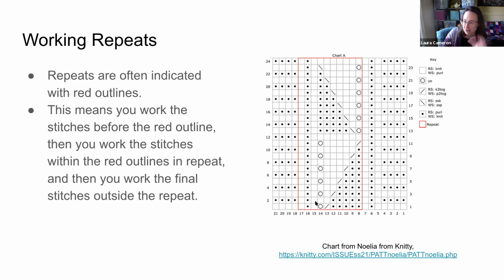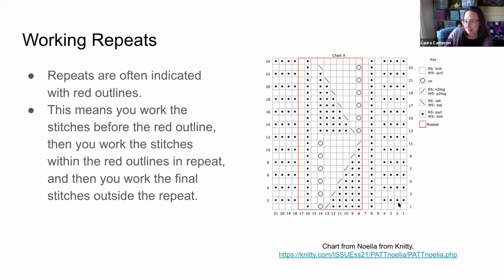So sometimes you're actually going to be switching between stitches when you're working front and back. The two where that is most notable is usually knit and purl. Sometimes there are other symbols that change meanings, but mostly a knit on the right side would be a purl on the wrong side, and a purl on the right side would be a knit on the wrong side.